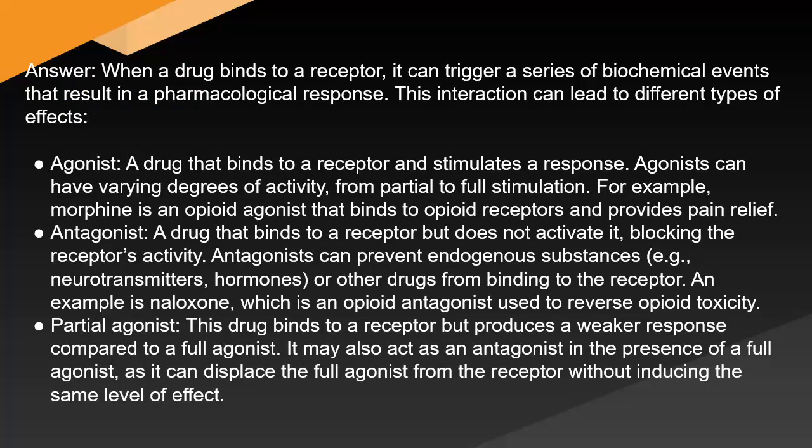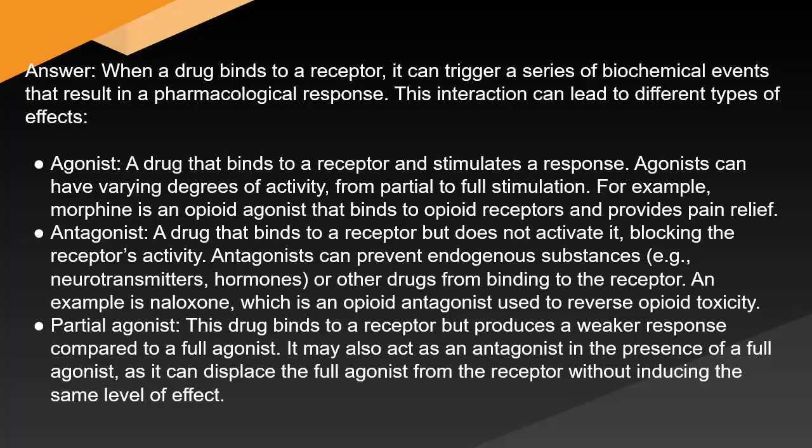Answer: when a drug binds to a receptor, it can trigger a series of biochemical events that result in a pharmacological response. This interaction can lead to different types of effects. The agonist: a drug that binds to a receptor and stimulates a response. Agonists can have varying degrees of activity from partial to full stimulation. For example, morphine is an opioid agonist that binds to opioid receptors and provides pain relief. Antagonist: a drug that binds to a receptor but does not activate it, blocking the receptor's activity.